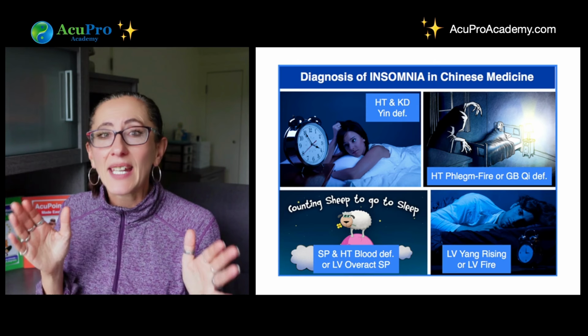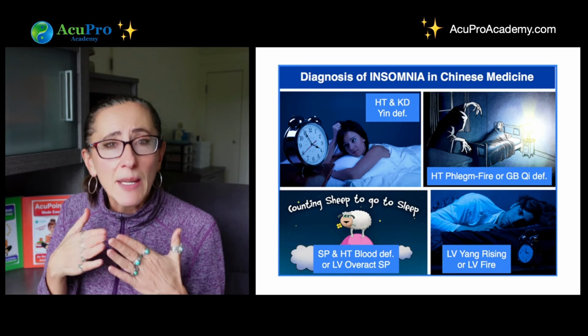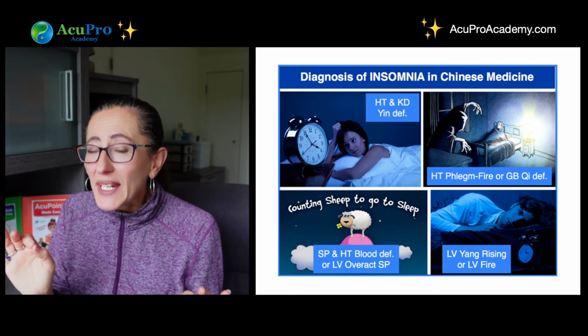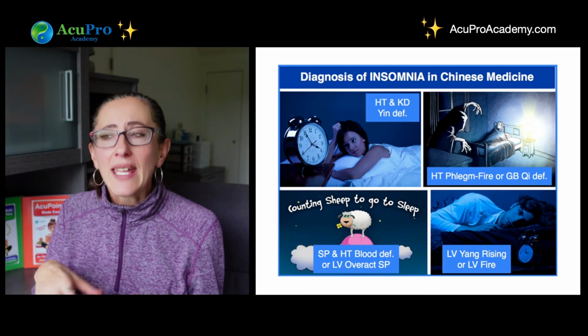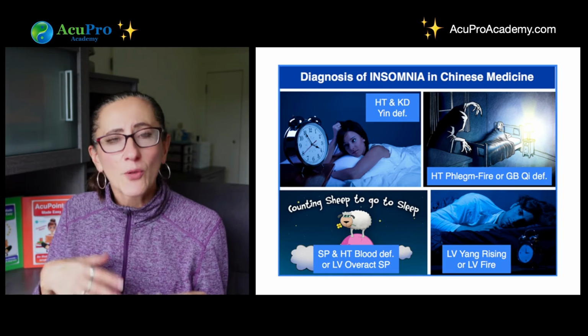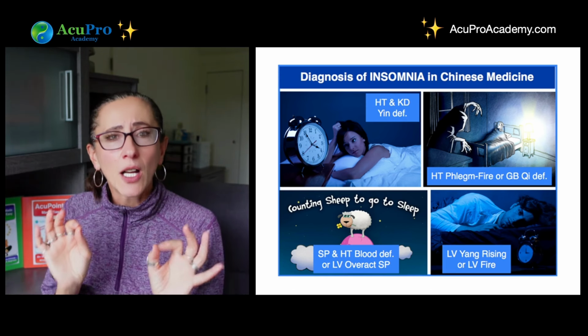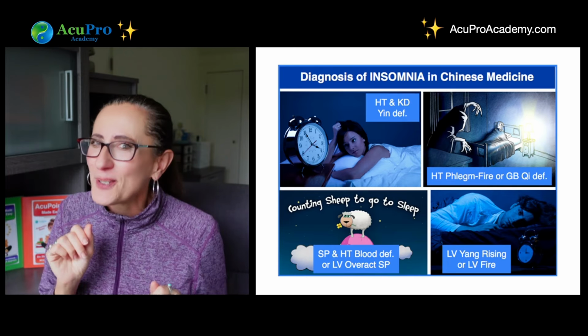Make sense? And the last one is those who don't sleep at all. Not 1 minute, for weeks or months. That is heart fire. So see, this is how we differentiate a common question, how is your sleep?